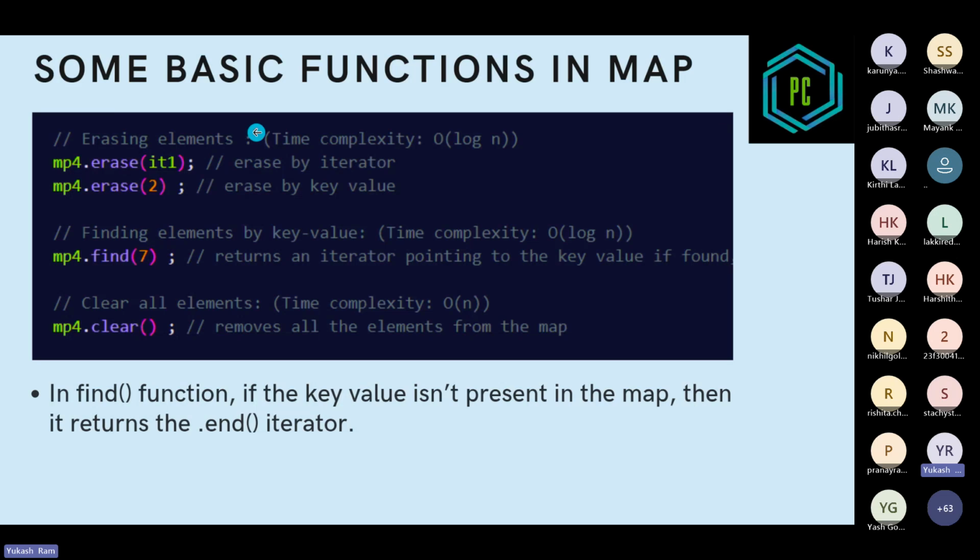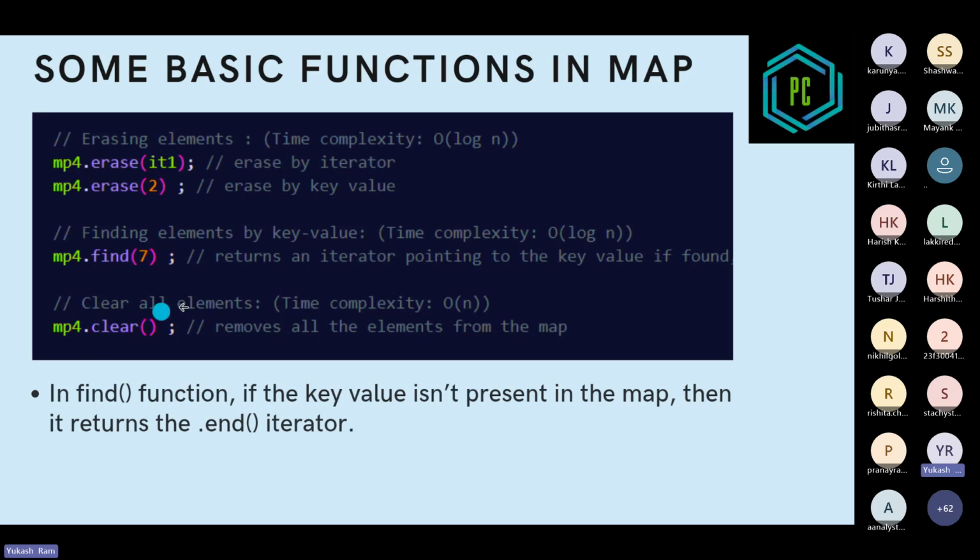Some more functions. We have erase. You can erase by iterator. If you give the iterator, you can erase the element by the iterator, or you can erase the element by giving the key value. Since the key values are unique, you can just give the key value and erase the element from the map. You can also find elements by key value using the .find function. If you give the key value as the argument, it will return an iterator pointing to the key value if the key value is found.